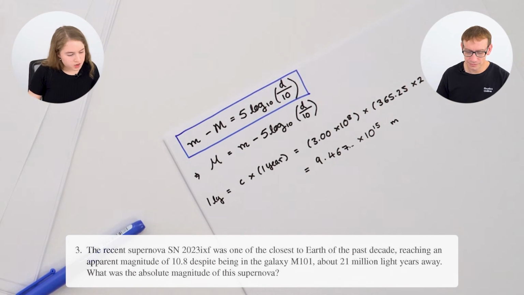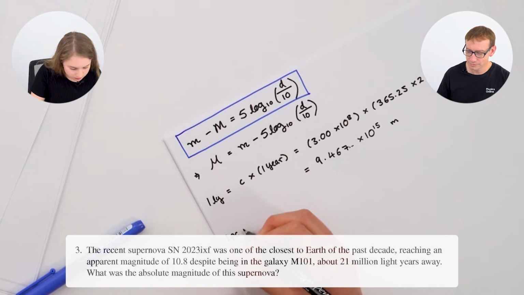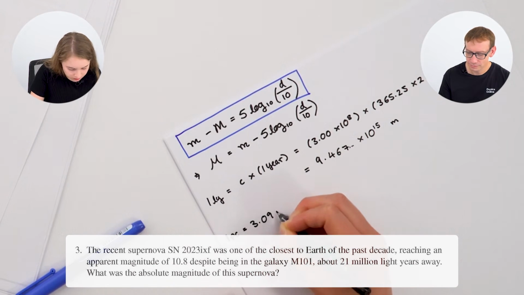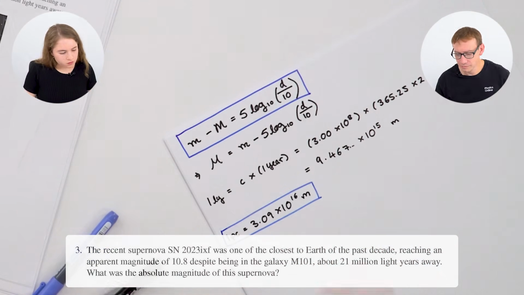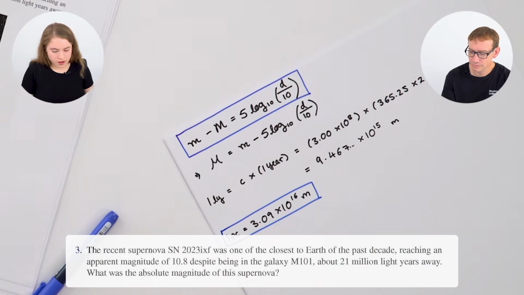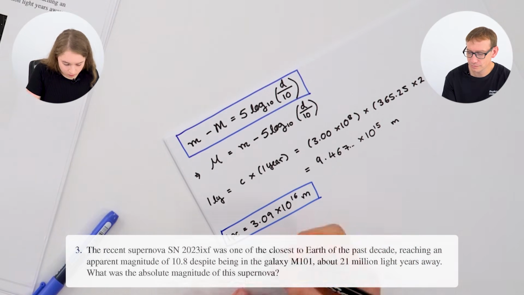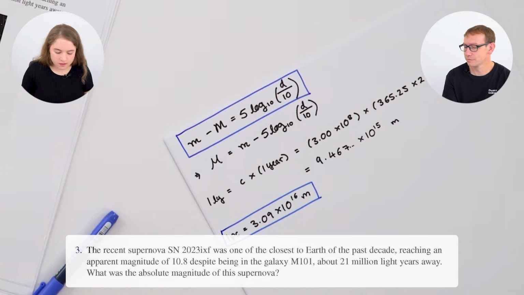Having a look at the constants sheet, we've been told that 1 parsec is 3.09 times 10 to the 16 meters. So, how many parsecs are there in 21 million light years? Well, first let's write down 21 million light years in meters and then divide it by the number of meters in 1 parsec.